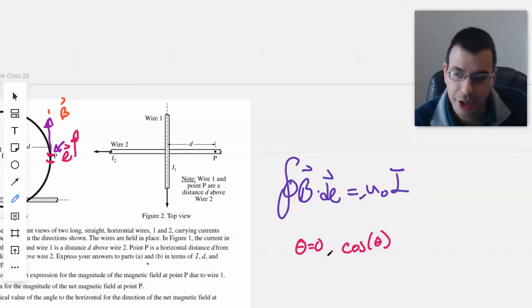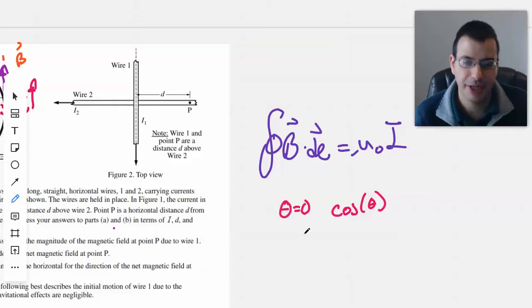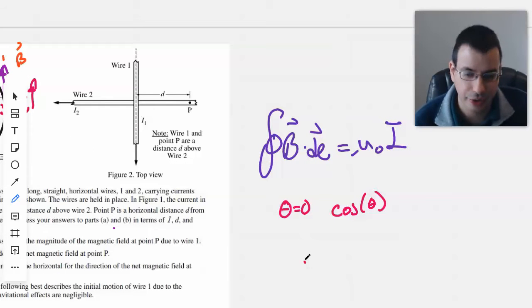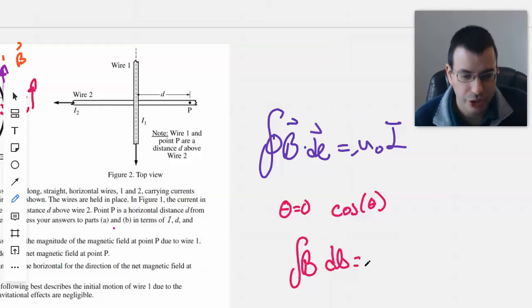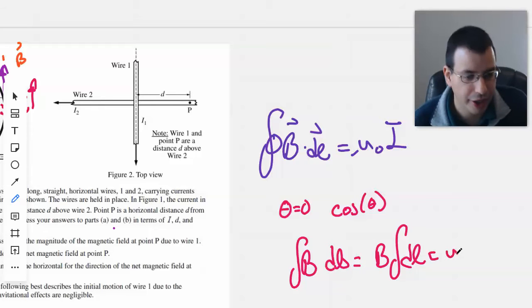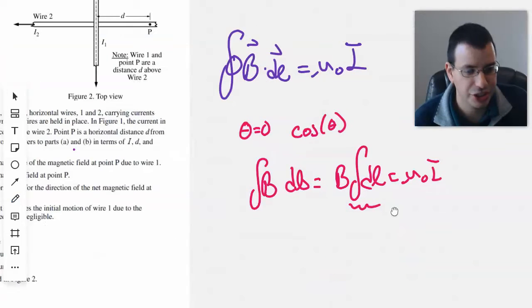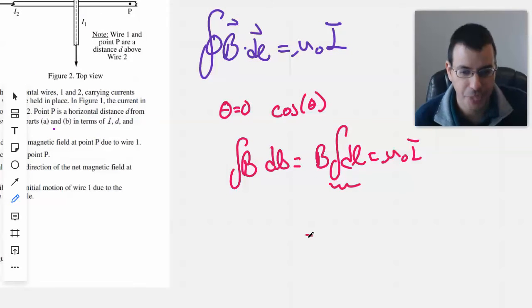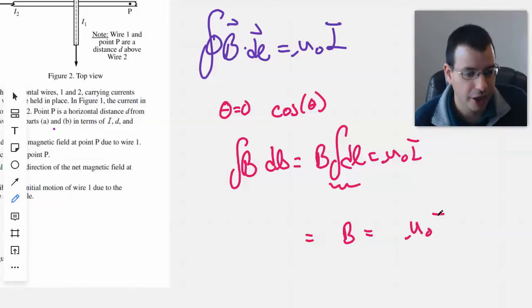Okay, so they're both in the same direction. And we have B dot dl, so that equals B times dl, where B is a constant. The integral of dl equals mu naught I. Well, this portion right there is just the circumference. And so when we move it over, we get mu naught I over 2 pi r.